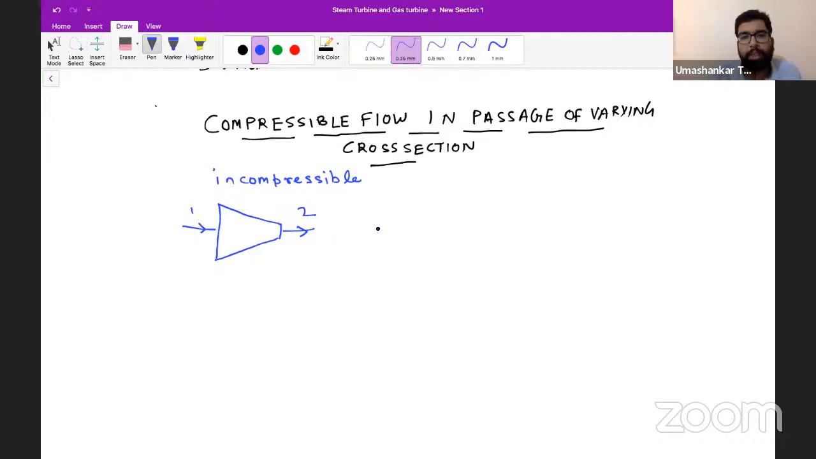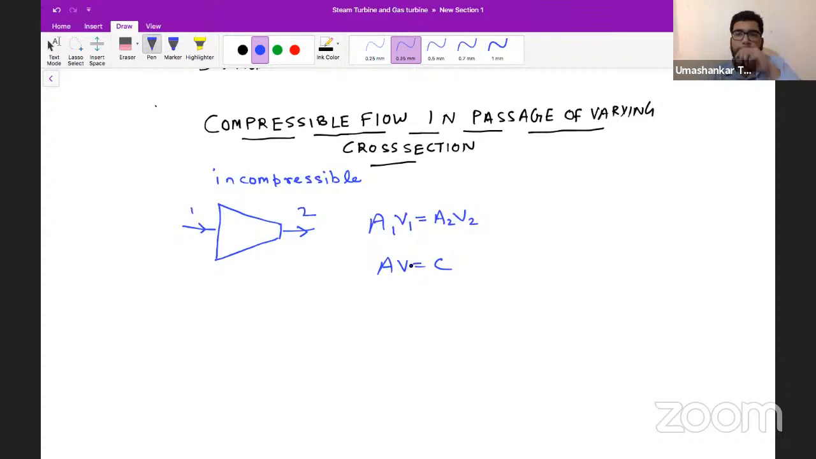What we say, how we say it. We use our continuity equation. We will say this like this: that A1 V1 is equal to A2 V2. I think this equation most of you are aware of. Yes or no? So A1 V1 is equal to A2 V2, or we can write AV is equal to C.